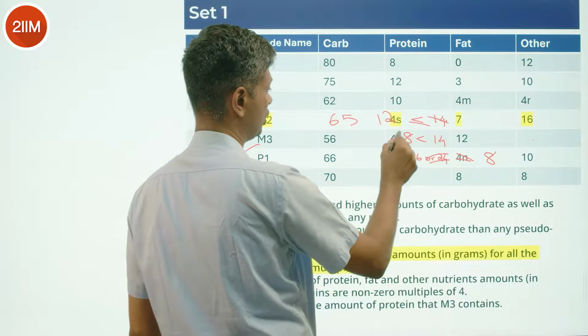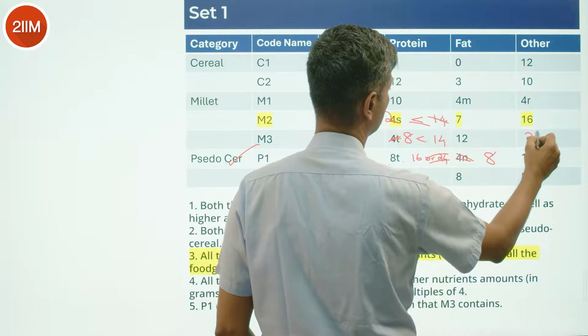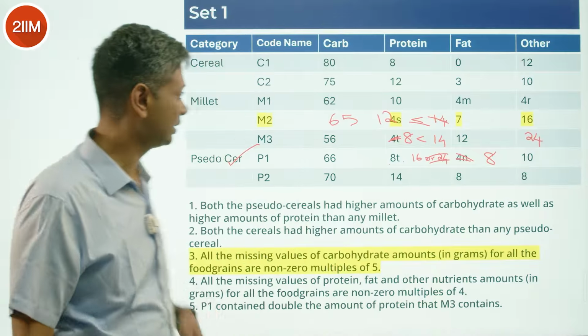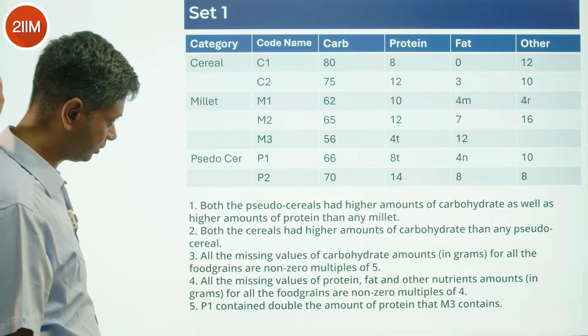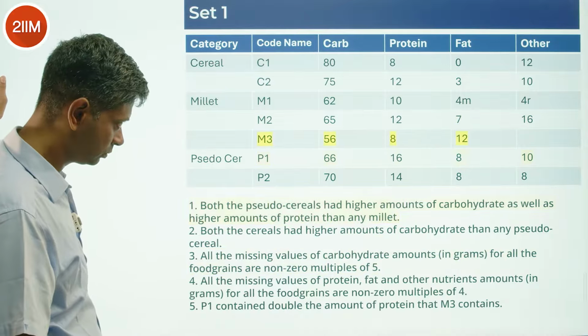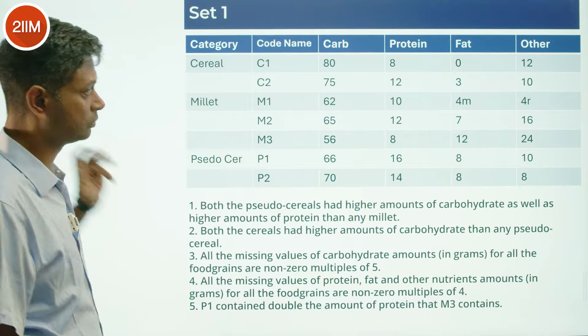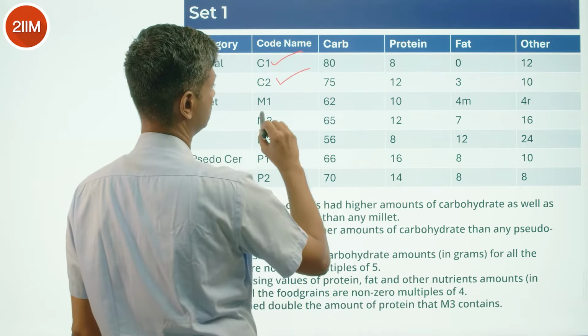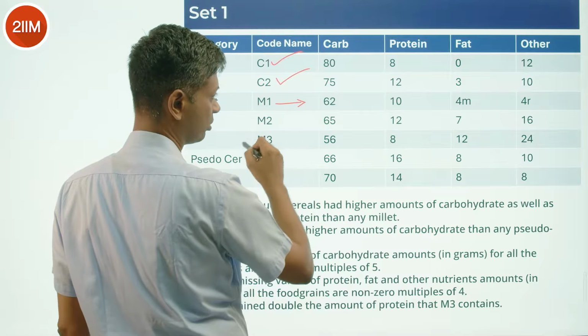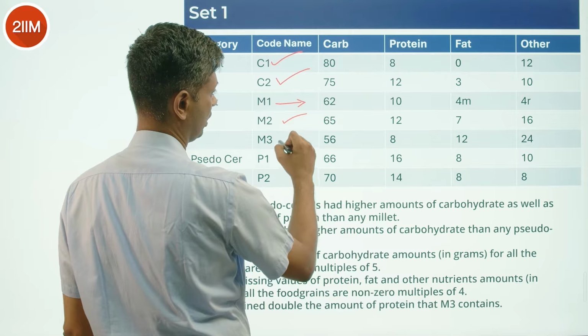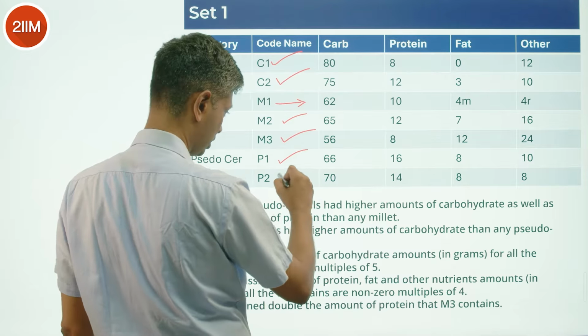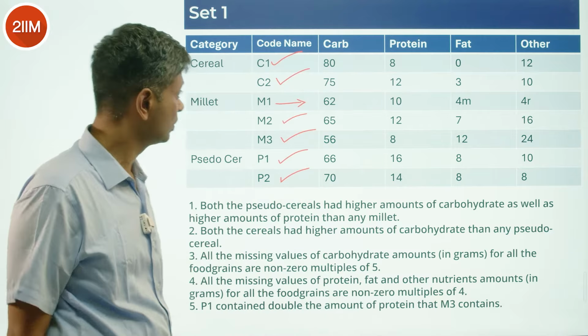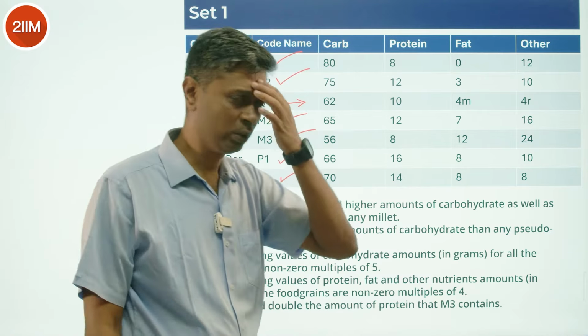56 plus 8, 64 plus 12, 76. This is 24. Nicely done. Let's fill this in. So C1 completely done, C2 completely done, M1 remains, M2 is done, M3 is done, P1 is done, P2 is done. These two add up to 72.